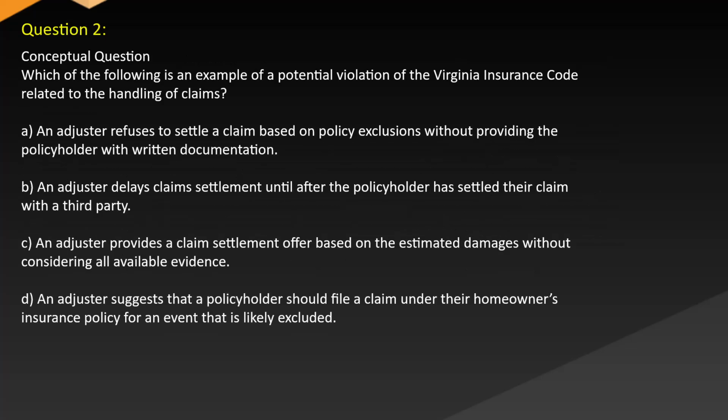Question 2. Conceptual question. Which of the following is an example of a potential violation of the Virginia Insurance Code related to the handling of claims? A. An adjuster refuses to settle a claim based on policy exclusions without providing the policyholder with written documentation. B. An adjuster delays claim settlement until after the policyholder has settled their claim with a third party. C. An adjuster provides a claim settlement offer based on the estimated damages without considering all available evidence. D. An adjuster suggests that a policyholder should file a claim under their homeowner's insurance policy for an event that is likely excluded.